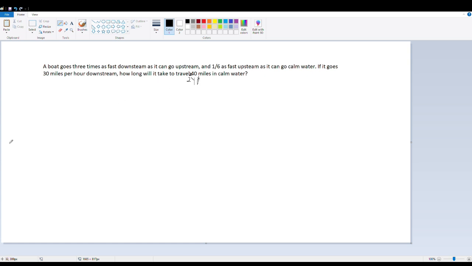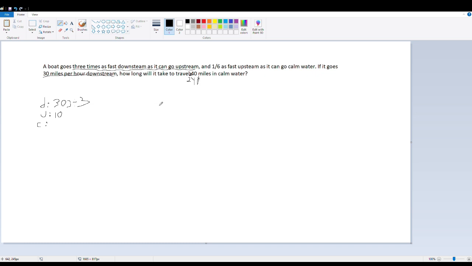Now, we need to find 3 values, alright? Downstream value, upstream value, and calm water value. Luckily for us, we were given one of those. The downstream, 30. Perfect. Now, there is a third value, right? 3 times as fast downstream as it can go upstream. So the downstream speed is 3 times bigger than the upstream. So what we do, we just divide by 3. 30 becomes 10.